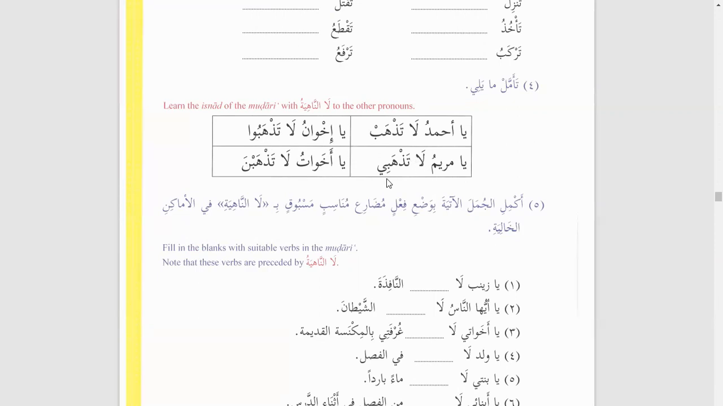Ya Maryamu la tadhhabi, oh Maryam, don't go. The original form is what? Tadhhabina. So the noon has been dropped. La tadhhabi. Ya akhawatu la tadhhabna, oh sisters, don't go. So tadhhabna, which change has taken place over here?